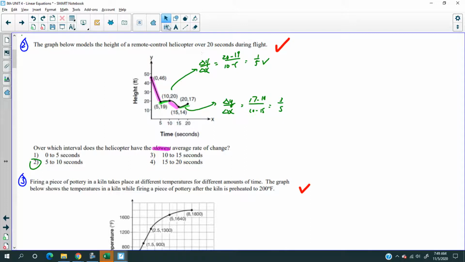So here's what I did. I took this to find the rate of change. I did change in y, which is 20 minus 19, over 10 minus 5, and I realized that was 1/5. I knew that was probably good enough, but I just wanted to make sure. So for this second one, I did change in y, 17 minus 14, over 20 minus 15, that's 3/5. So I was proven correct that 1/5 is the smallest. That way it saves you a little bit of time. You don't have to do this 4 times over.